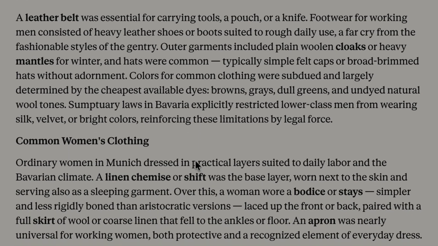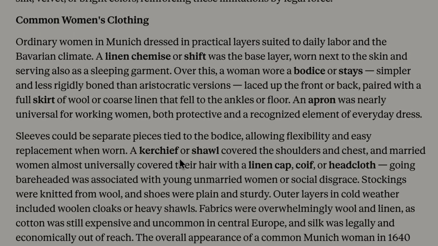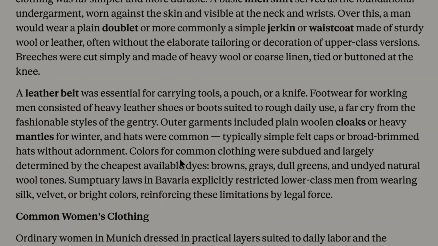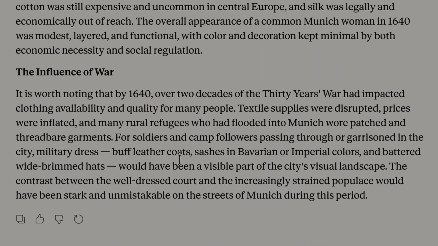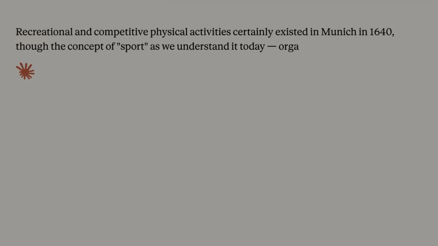What about women? Linen camise, bodice, apron, kerchief, and then how the war influenced the garments. Oh, that's pretty good. Okay. And were there any sports activities in Munich, Germany in 1640? Yeah, good question to find out what's going on.